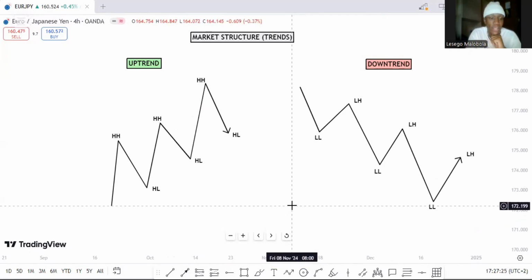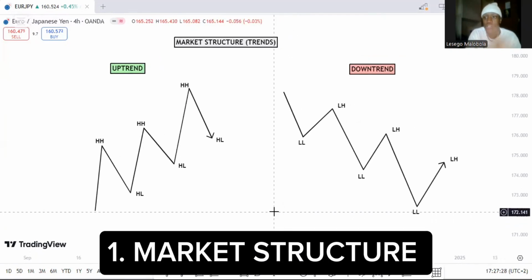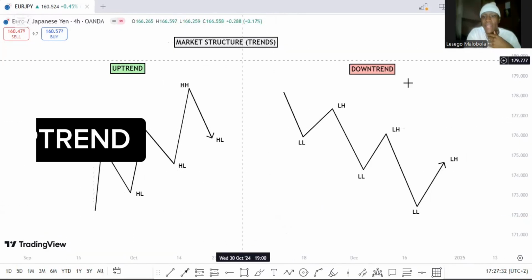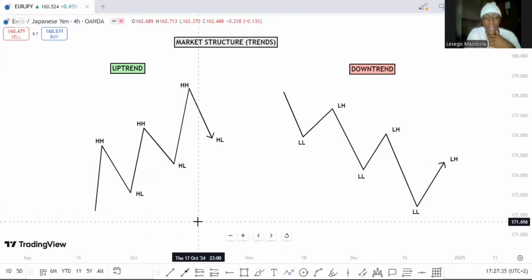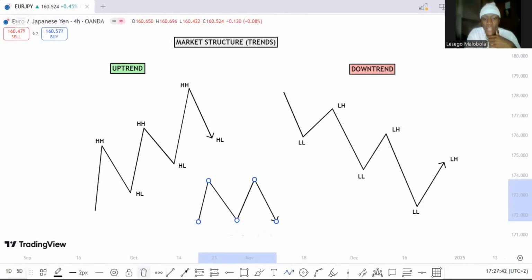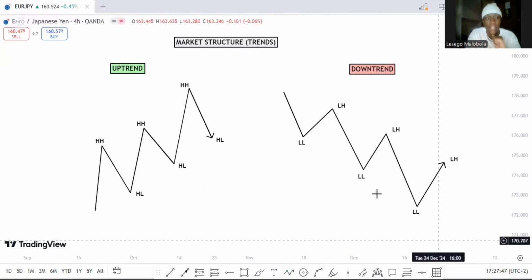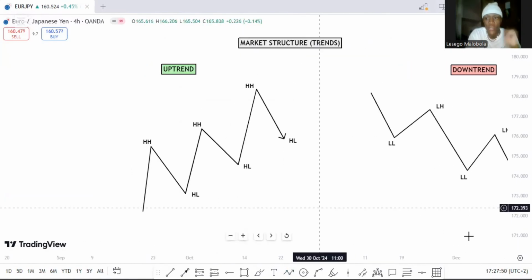So you can see we're going to start with market structure. The only two market structures that I want you to focus on are the uptrend and the downtrend. We also have the ranging market, but we're not going to focus on that because I never trade the ranging market. I usually trade the trending market. So we're just going to start here with the uptrend.